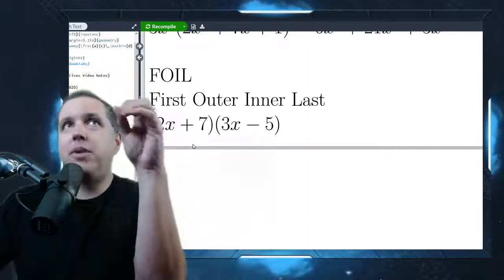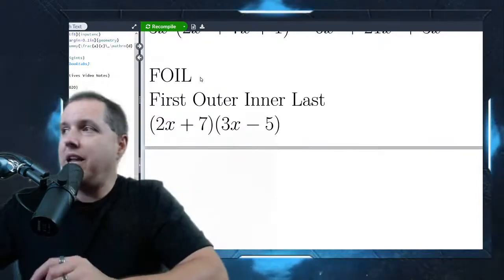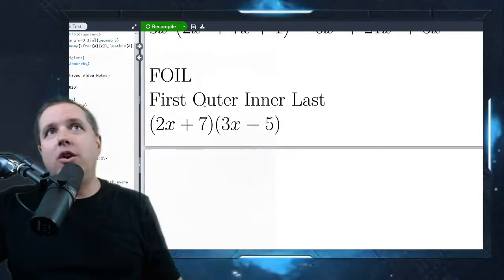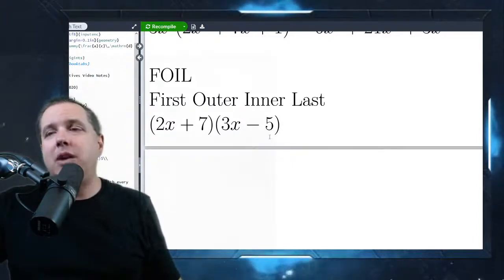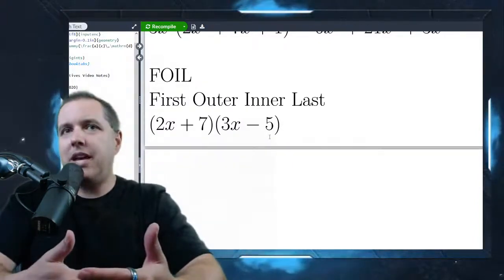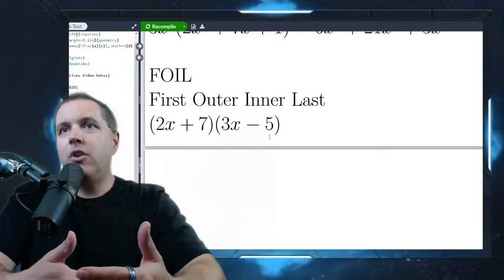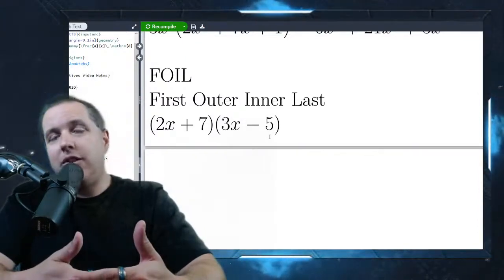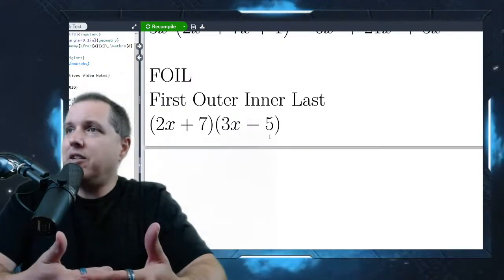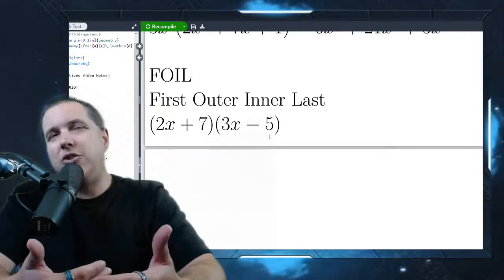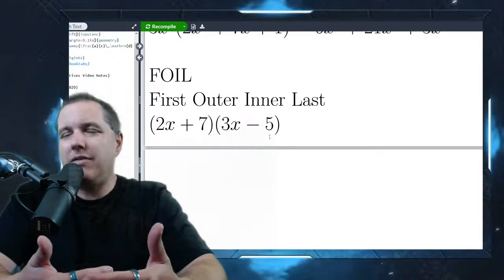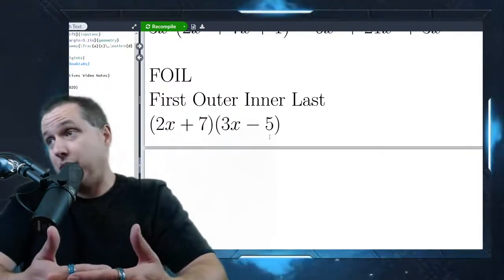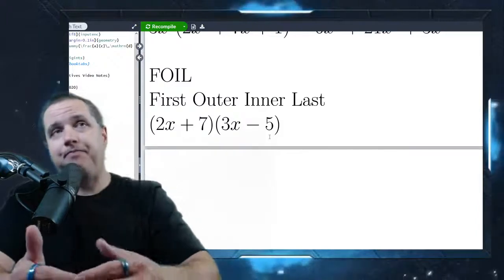One of the problems is people will use FOIL to just mean any kind of polynomial multiplication. But FOIL only works in the case of binomial times binomial. So a student will come up and say they're doing a binomial times a trinomial, and they'll say, oh, well, I'm foiling it to mean multiplication. And usually as a teacher, we kind of figure out what they mean and go, you're using the word wrong, but I get what you're saying. You're just trying to say you multiplied them.